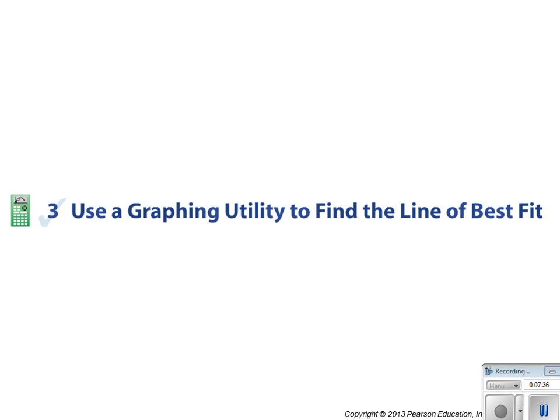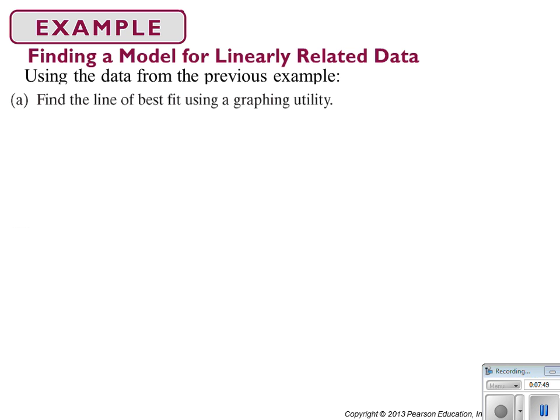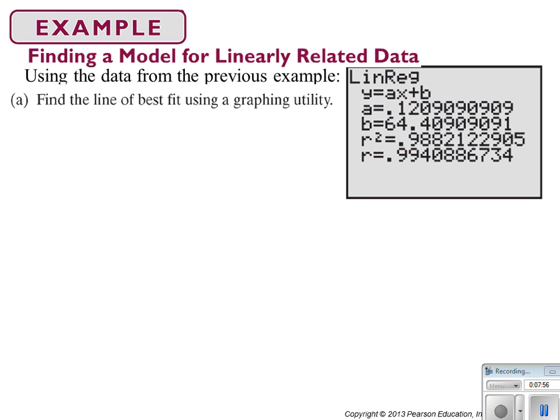Third learning objective: use a graphing utility to find the line of best fit. Easy peasy. All you have to do is figure out how to input data into your graphing utility. If we use the previous humidity temperature data, the line of best fit comes from the linear regression, and you could do this on your TI 83 or 84 Plus, Silver, Platinum, Diamond Edition.